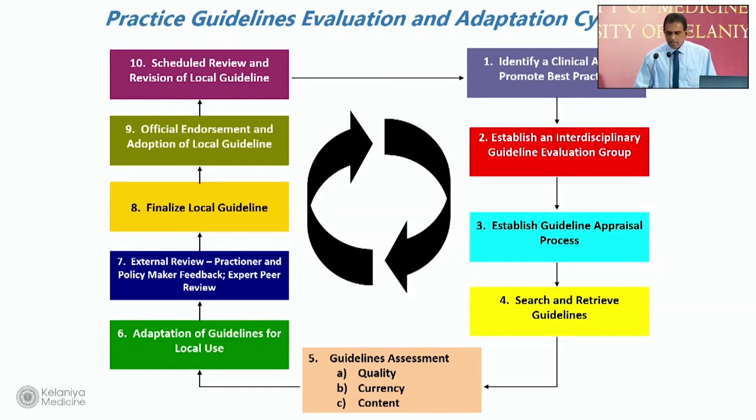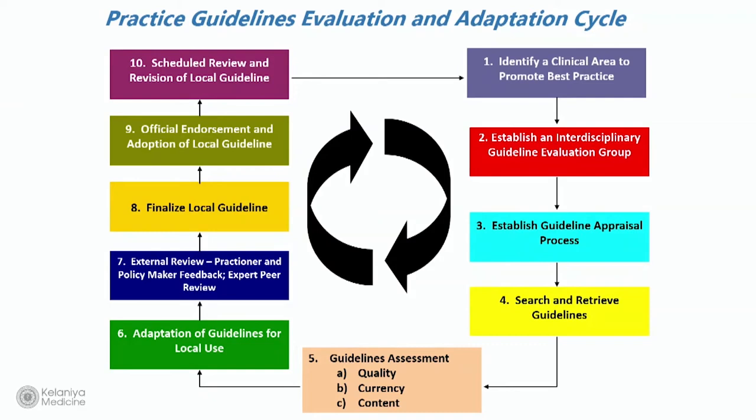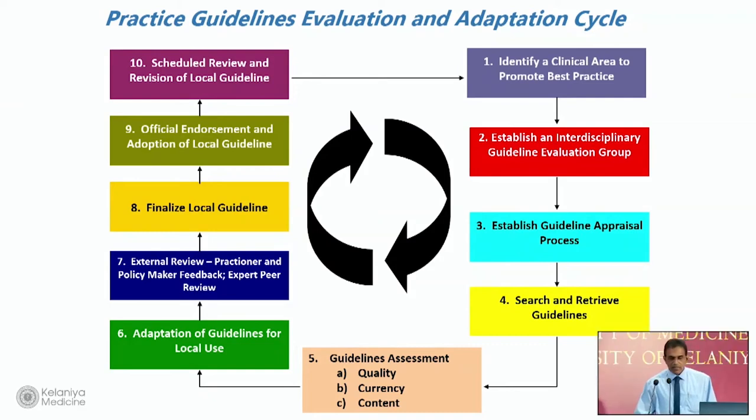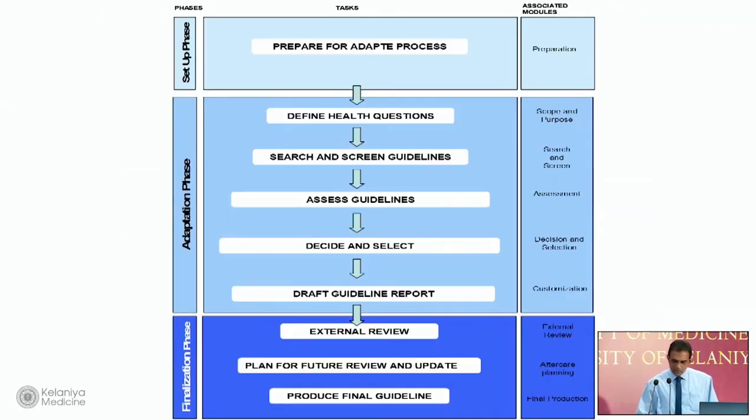Identify a clinical area to promote best practice, then establish an interdisciplinary guideline evaluation panel, then establish the guideline appraisal process, search and retrieve guidelines, assess the guideline quality, currency, content, and acceptability, then adaptation of the guideline for local use, then external review, finalize local guidelines, official endorsement, and adaptation of local guidelines, schedule review. This is also the same.